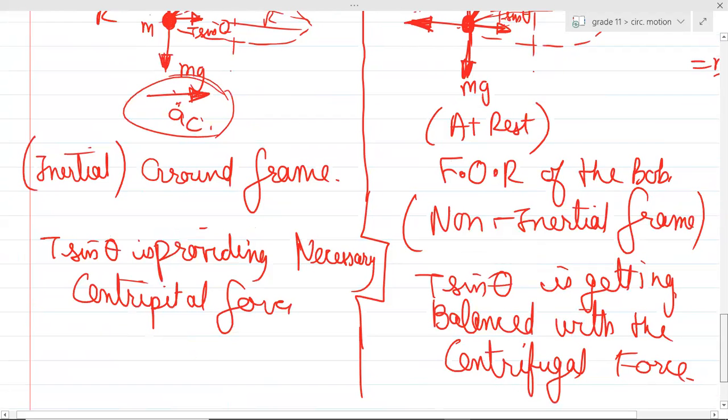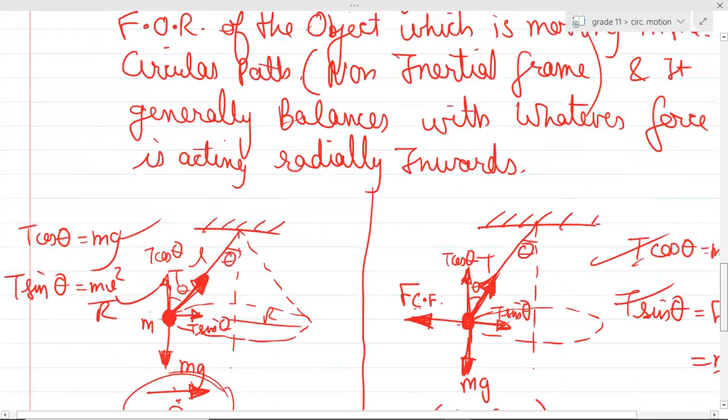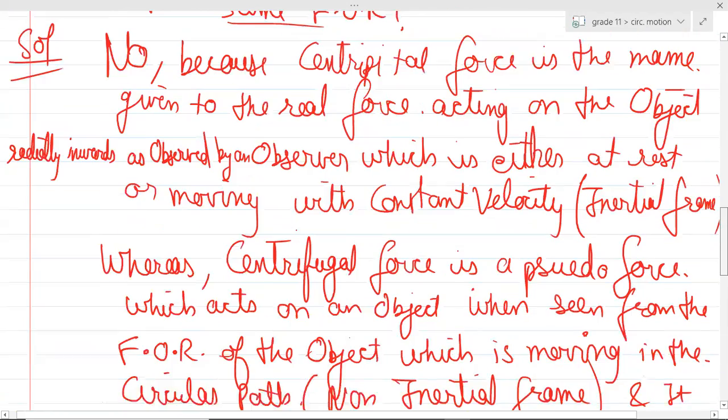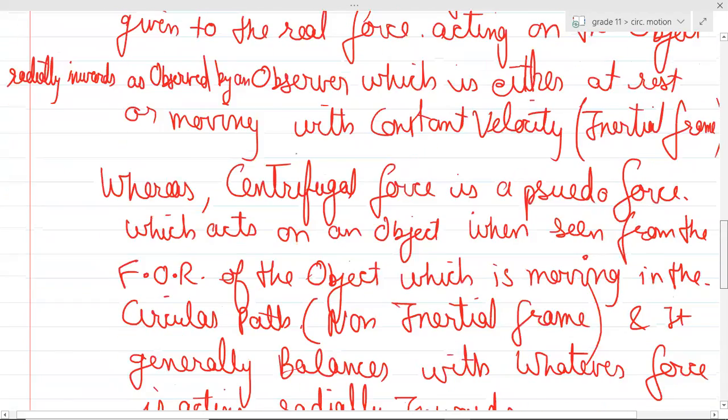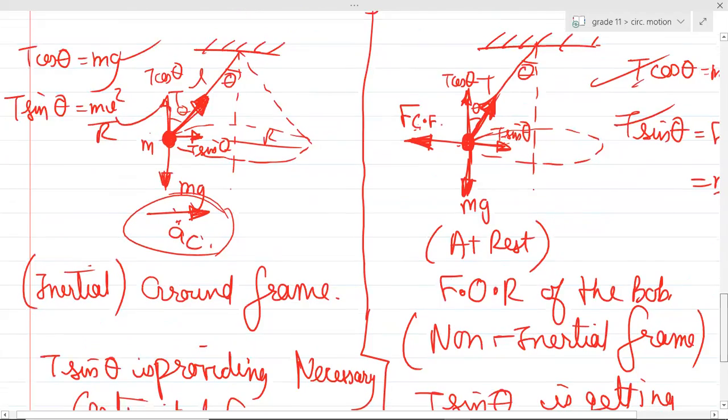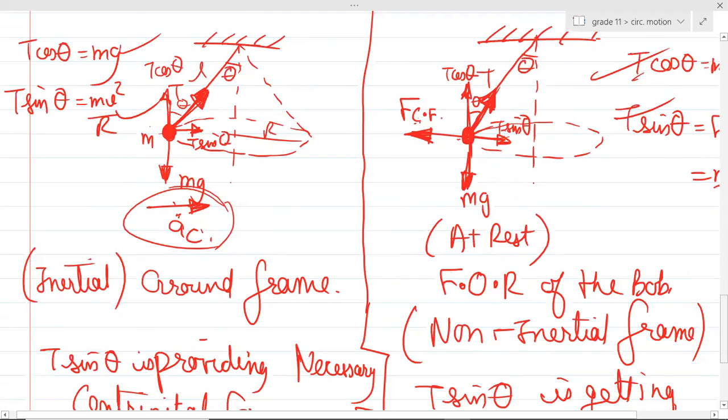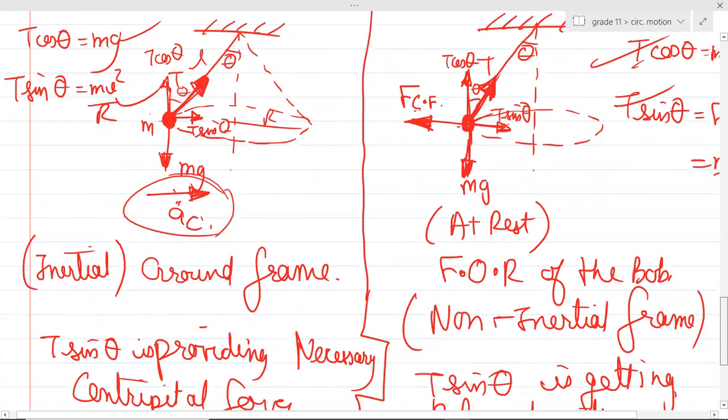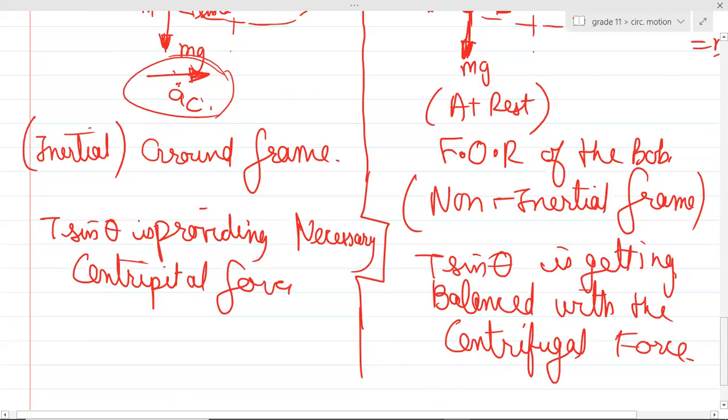So whenever you're done writing, okay, till here are you done? Are you done with the differences? Can centripetal force and centrifugal force act on the same object? Yes, sir. Are you done drawing the free body diagram in both the cases? Yes, sir. Could you scroll down? Sir, down.